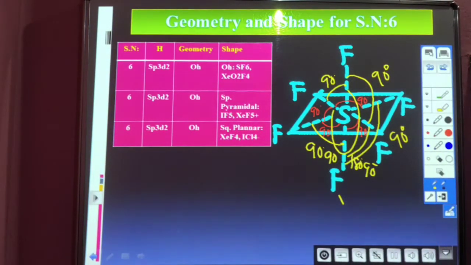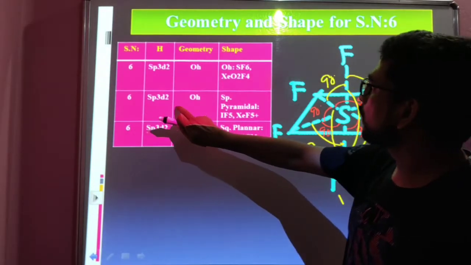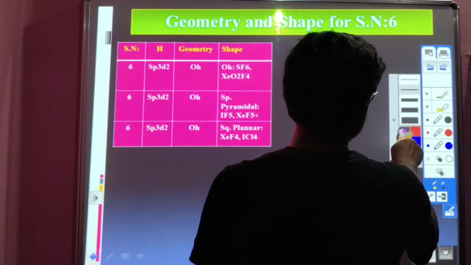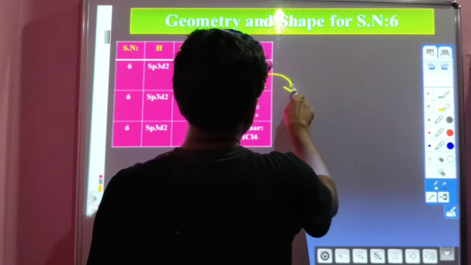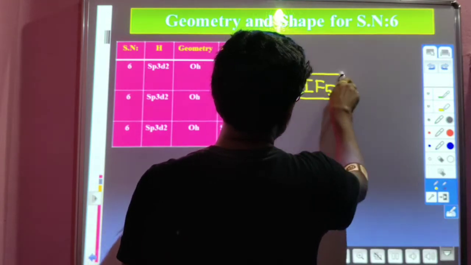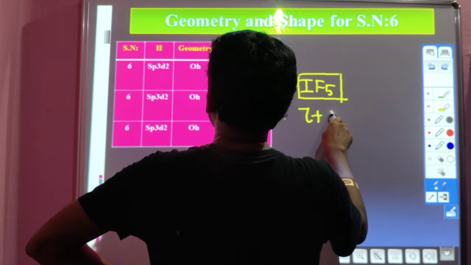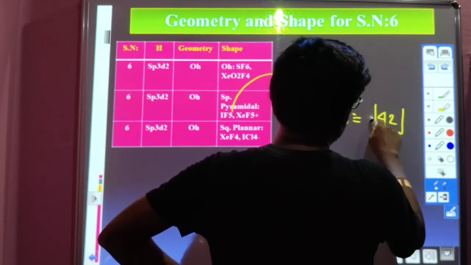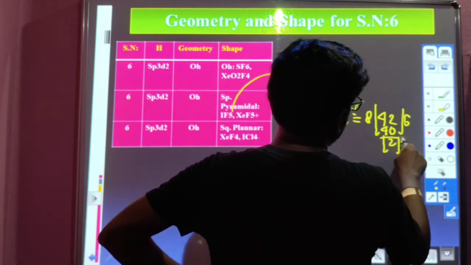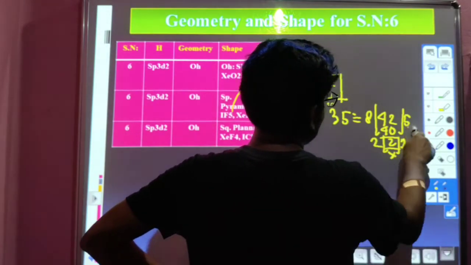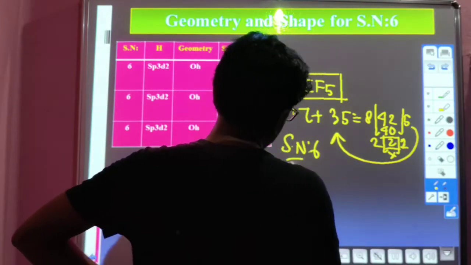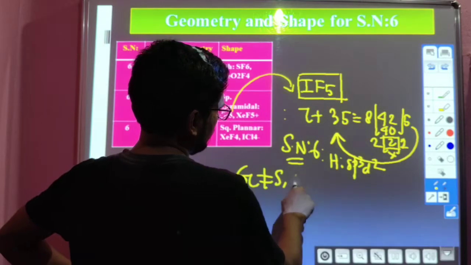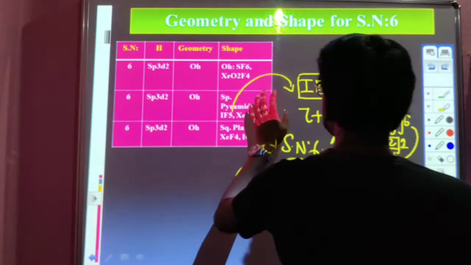Okay, now next move to IF5. In case of IF5, total valence electrons: 7 plus 35, that is 42. Steric number 6, hybridization sp3d2. Geometry is not equal to shape, lone pair present. Okay, up to this it's clear.